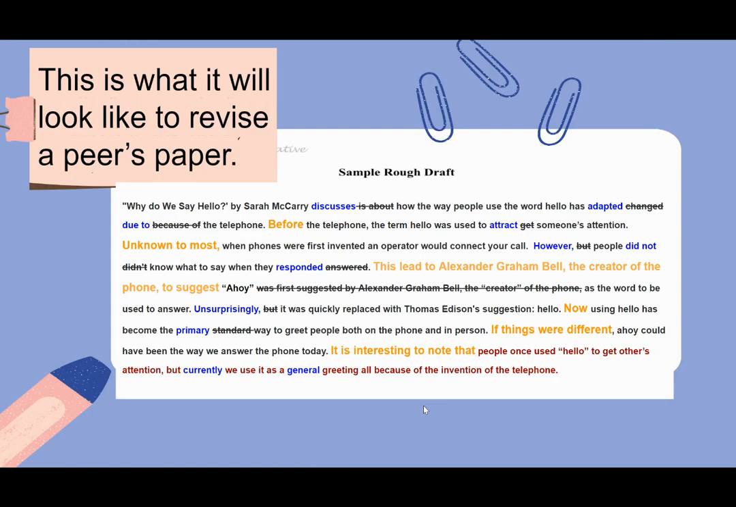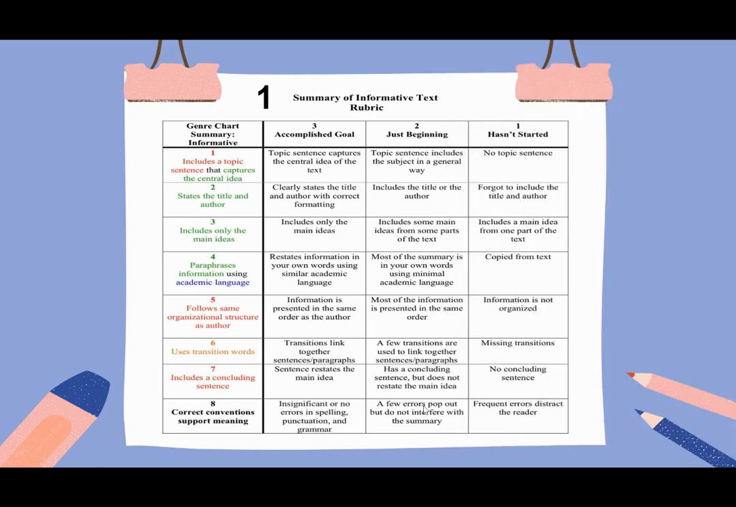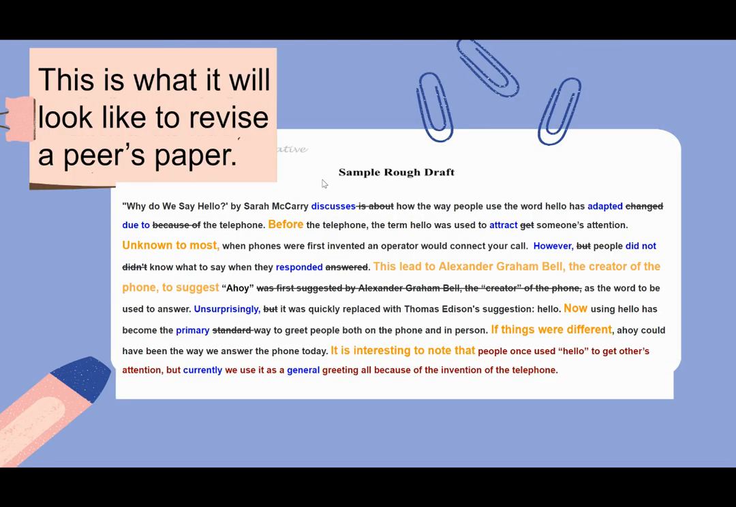If you can't remember, look at the rubric. So like the first one said, includes a topic sentence and captures the central idea. If you're like, I don't know if they did that, look at your rubric and say, okay, the topic sentence, which is your first sentence, has to talk about the central idea. The central idea is what the whole article is about. Did they do that?